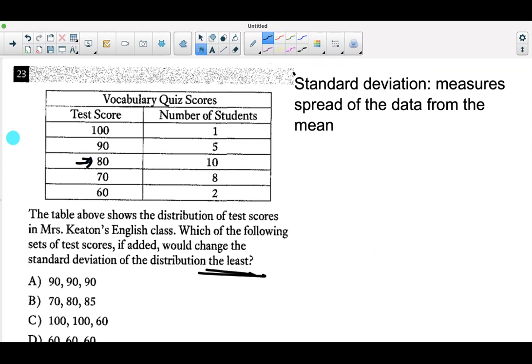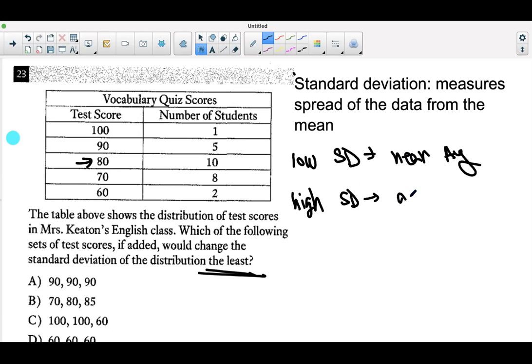So if I keep on adding values away from the mean, then once again, low standard deviation implies that data are near the average. All the data is congregated near the average. And then high standard deviation implies that all the values are what? Away from the mean. All right?